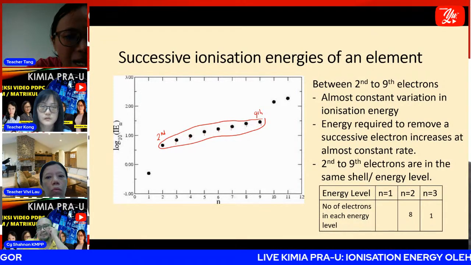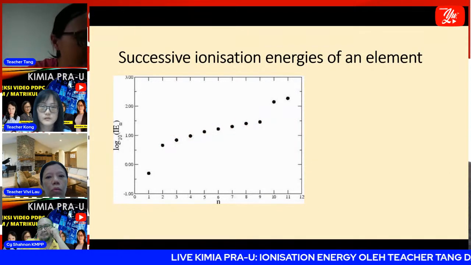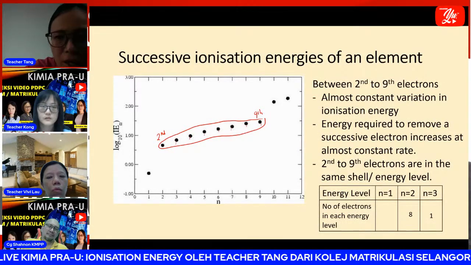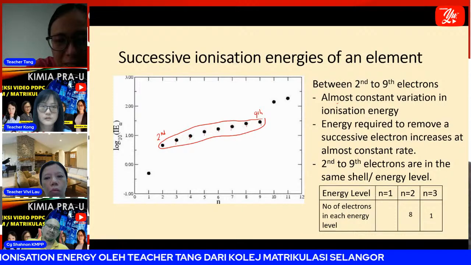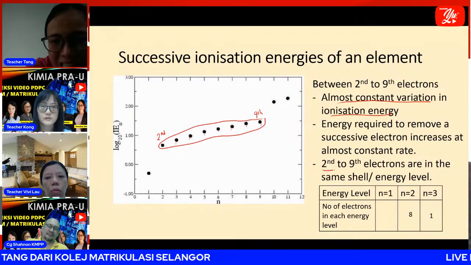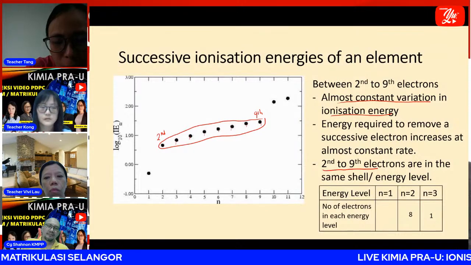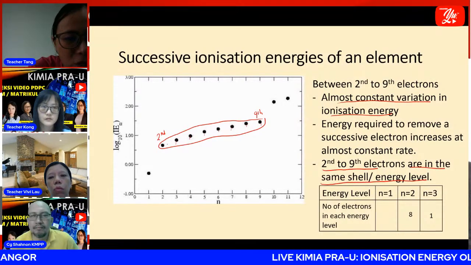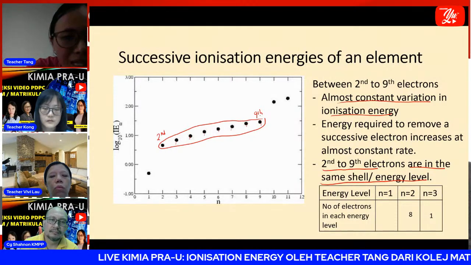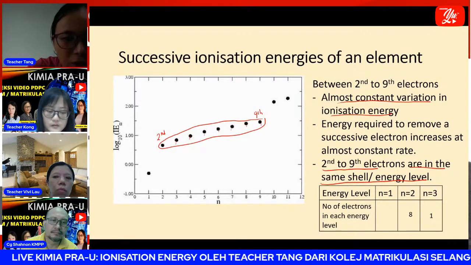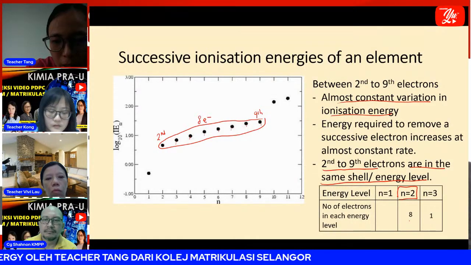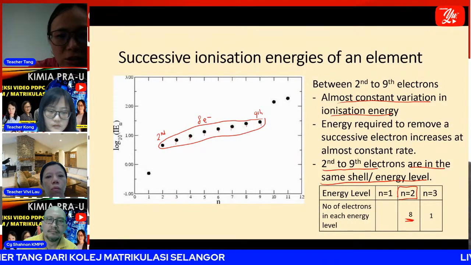So what does this imply? It tells us that from the second to the 9th electron, the increase in ionization energy is only a bit. This means that they are being removed from the same shell, the same energy level, the same inner shell. From second to 9th, there are 8 electrons. Therefore, in the second energy level, there are 8 electrons.